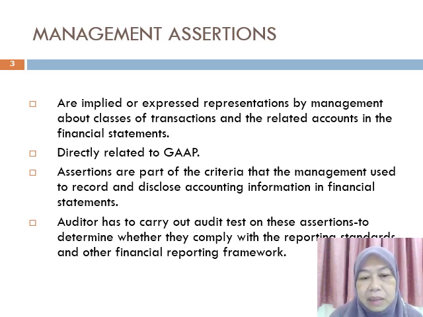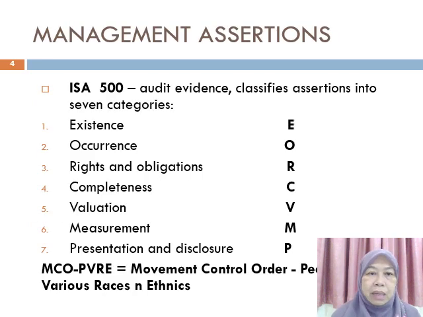In relation to audit, the auditor has to carry out audit tests on this management assertion to determine whether what has been claimed by the management has been properly claimed and properly complies with the financial reporting framework. Management assertion can be divided into 7 categories according to ISA 500. These are existence, occurrence, rights and obligation, completeness, valuation, measurement, and presentation and disclosure. I have given you an acronym here based on the current situation that we are facing. You can read this for yourself.